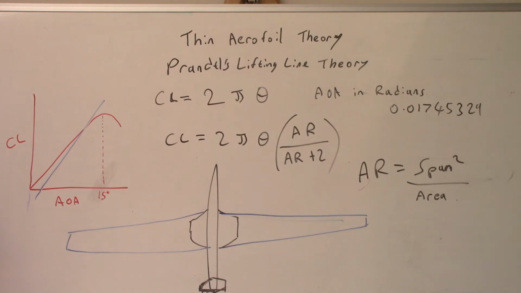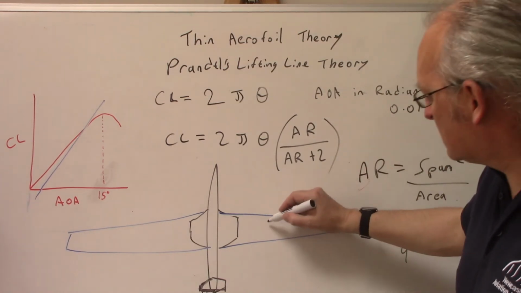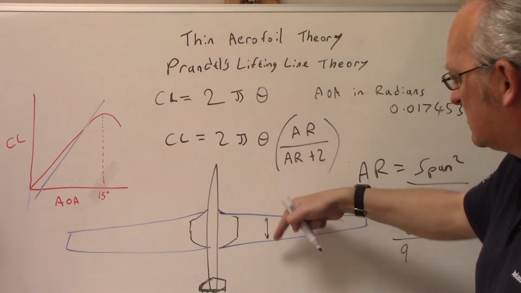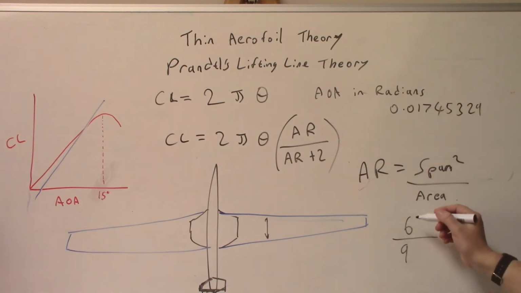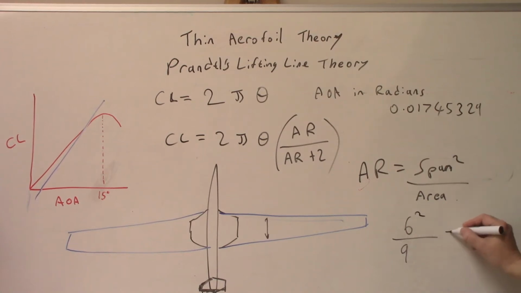Okay, so off the top of my head, if you have a span of 6 metres and a chord of 1.5, so your chord is that distance there. We're just going to do a rectangular wing to make it easier for us. So a span of 6 metres, a chord of 1.5 will give you a wing area of 9 square metres. If you square the span and divide by the area, you end up with an aspect ratio of 4.